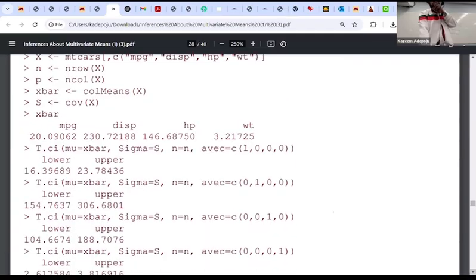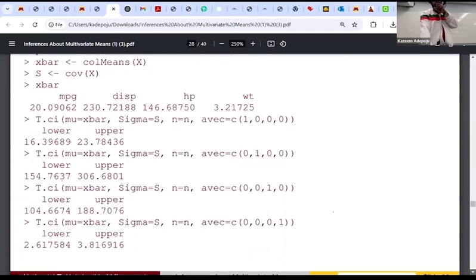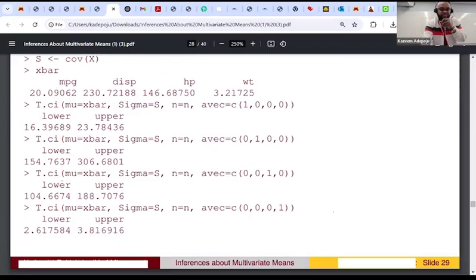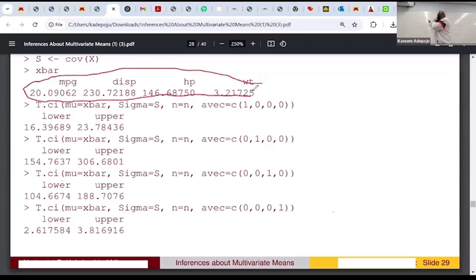Take a look at that. Please, I need you to pay attention. I said something the other time. I mentioned point estimates. What do I mean by that? If you look at the mpg, I only have a single value, 20.09062. That's a single value. For disp, I got a single value. For this, I got a single value.